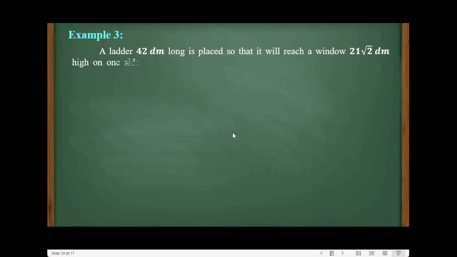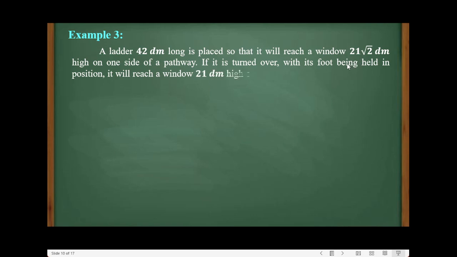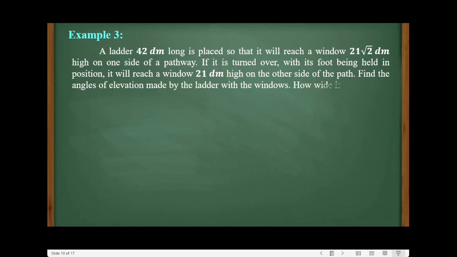Next. Example number 3, a ladder 42 decimeters long is placed so that it will reach a window 21 square root of 2 decimeters high on one side of a pathway. If it is turned over, with its foot being held in position, it will reach a window 21 decimeters high on the other side of the path. Find the angles of elevation made by the ladder with the windows. How wide is the pathway from one window to the other window?